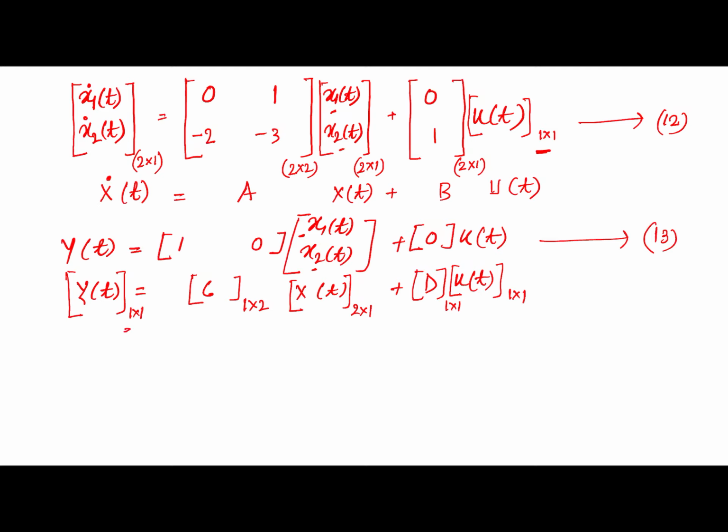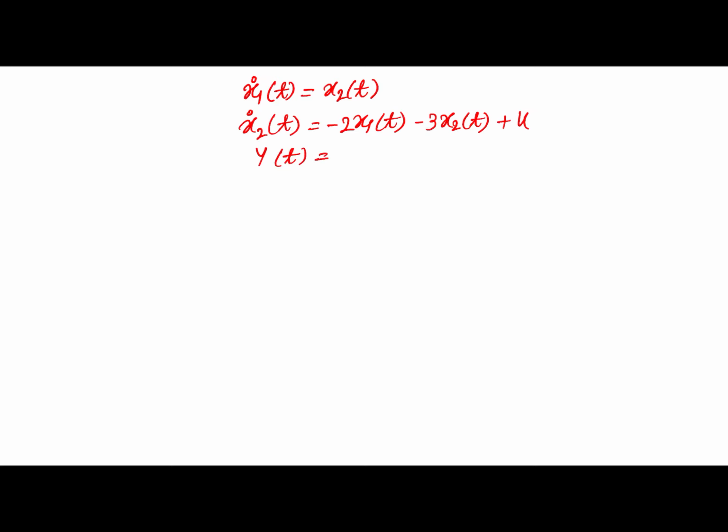Now using this state equation we will draw the state diagram. So the state equations are x1 dot equal to x2 and x2 dot equal to minus 2x1 minus 3x2 plus u, and output equation y(t) is equal to x1. This is from equation number 13. So first we consider output y(t), which is equal to x1.